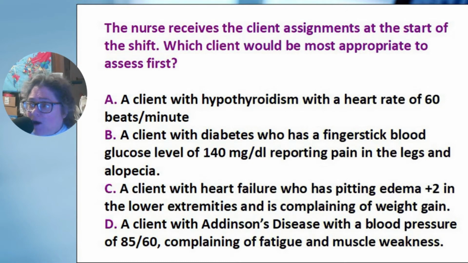Okay. Well, the blood glucose level is important with a person with diabetes. Pain in the legs is neuropathy. People with diabetes do have neuropathy. But what about alopecia? How is that specific to diabetes? It isn't, right? So even though this answer is showing 3 signs and symptoms, alopecia is not necessarily specific to diabetes. So don't pick B.